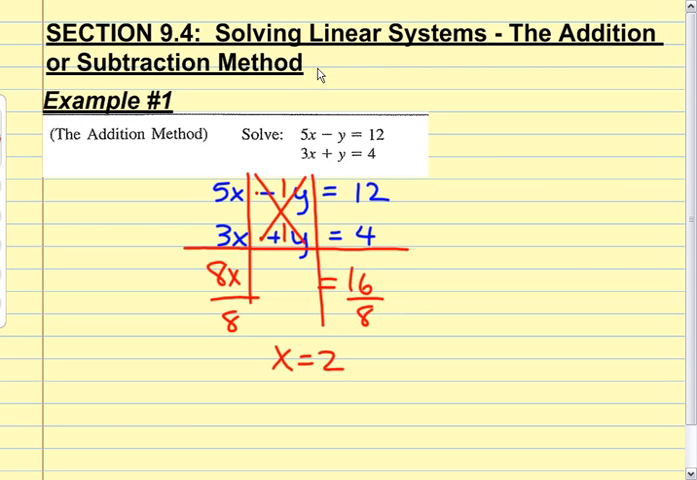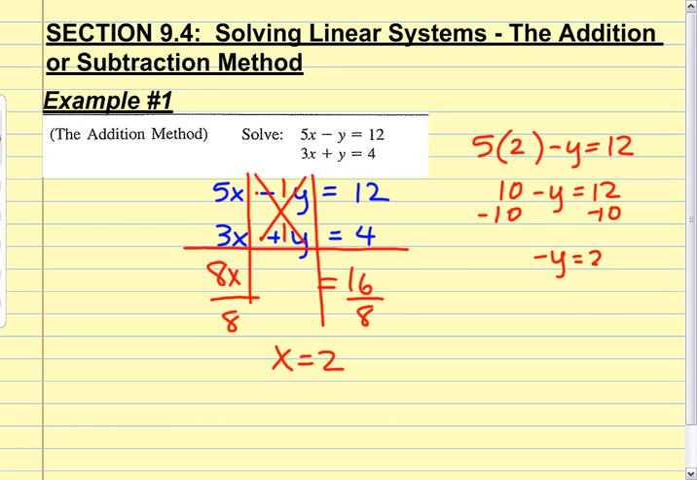Now, what I still need to do is get the y, so I'm going to plug it back into one of the equations. It doesn't matter which one. I'm going to take the first one there. 5 times, not x, but 2, what x equals, minus y equals 12. 10 minus y equals 12. Subtract 10 from both sides. -y is equal to 2, so y equals -2. So my point, where those two lines would meet, is (2, -2).